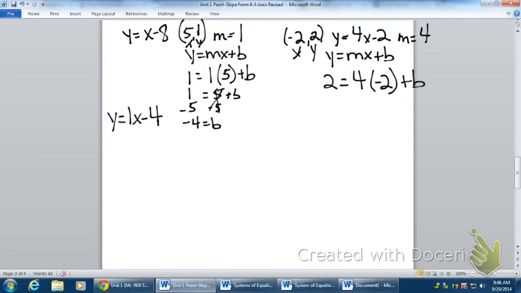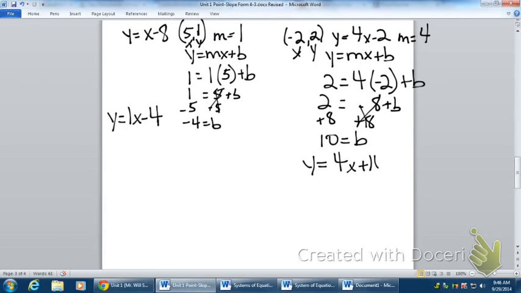4 times a negative 2 gives me a negative 8. Add 8 to both sides. All I'm doing is working this thing out. So our b value is 10. Our y-intercept is 10. Now, last thing you need to do is rewrite the equation. Y equals our slope, which is 4, times x, plus our y-intercept, which is 10. So that's what you should have got for number 4. Now, continue working on those 1 through 12.